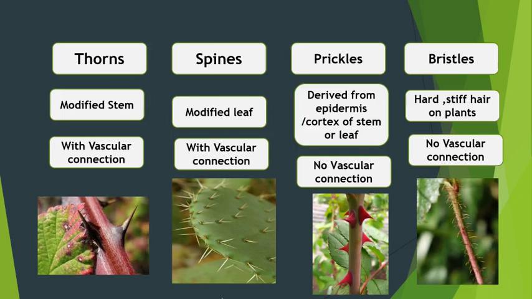So these are the four differences, which can be asked in multiple choice questions or definitions, and you should know the difference between a thorn, modification of stem; spine, modification of leaf; prickle, derived from epidermis or cortex of either stem or leaf without vascular connection; and bristles, hard, stiff, hair-like structures which are present on different parts of the plant. So students, I hope all these points are clear.